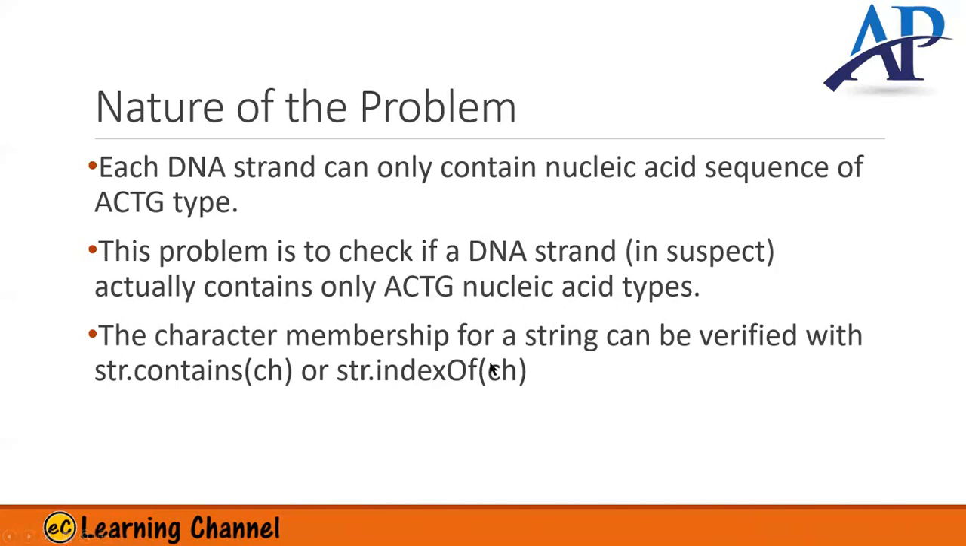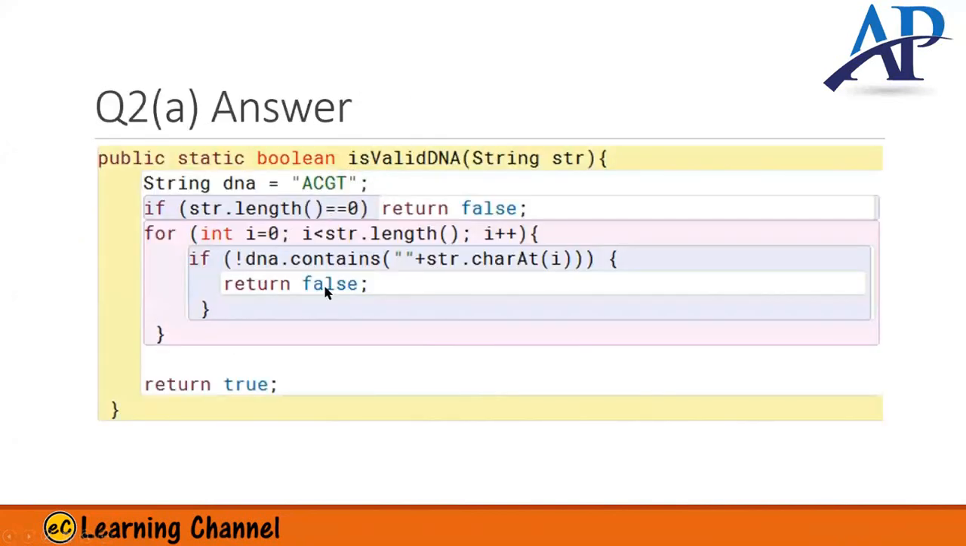The problem is to check that a DNA strand contains only A, C, G, T nucleic acid types. The character membership for a string can be verified by contains or indexOf. So right here, first, let me define the DNA nucleic acids as ACGT. Then if my string is empty, we return false, as it's not a valid DNA string. Then we go through the whole string one by one, checking each character. If it is not contained, then I will return false.